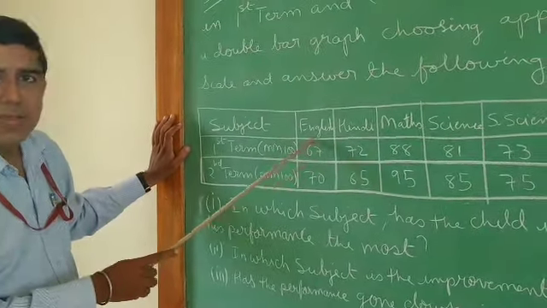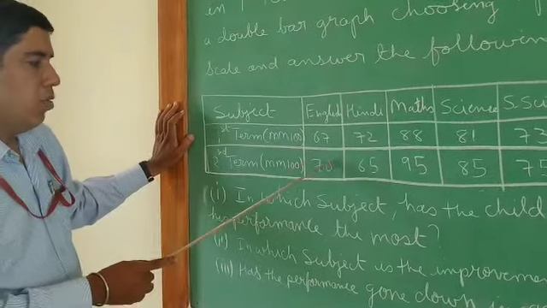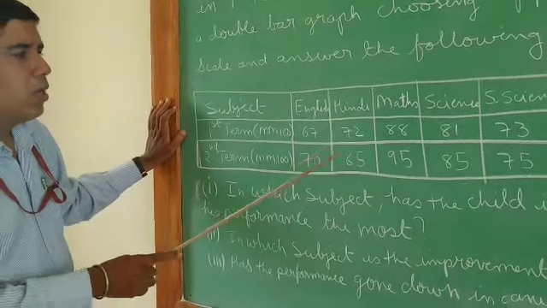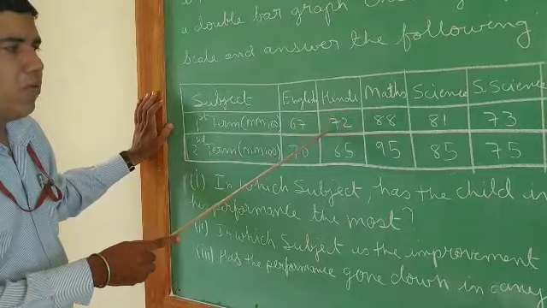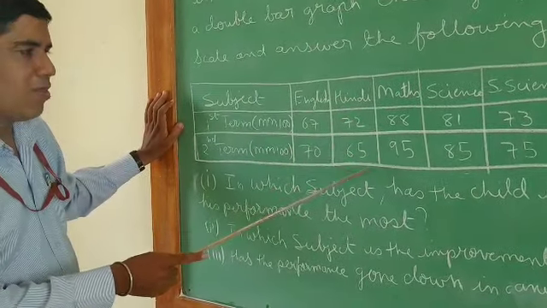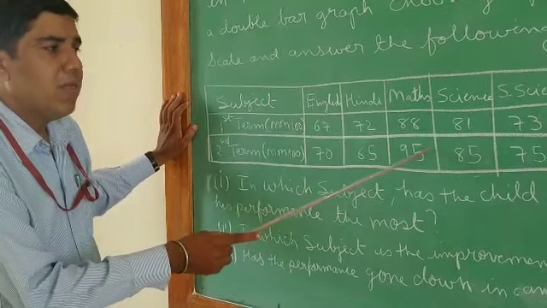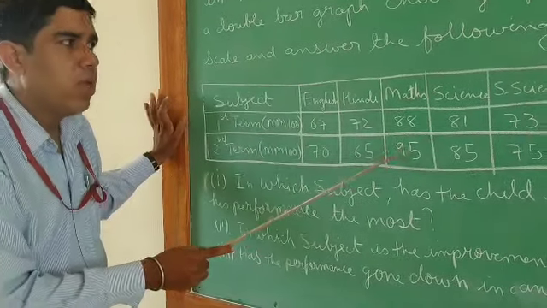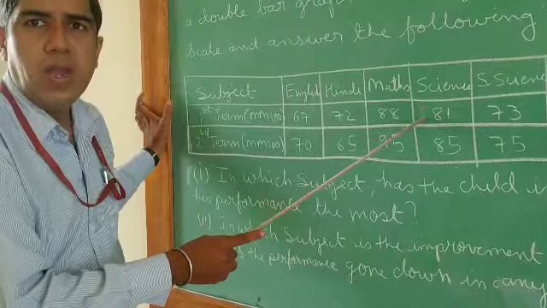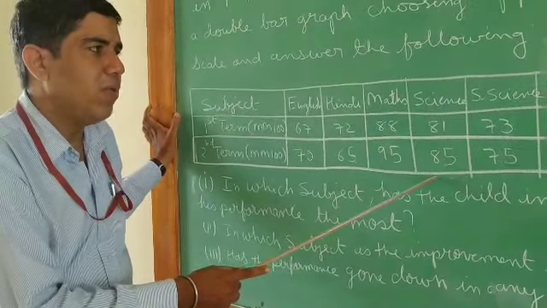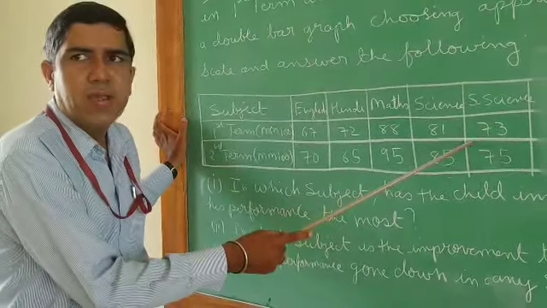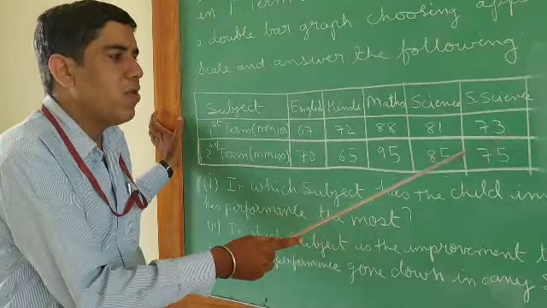First term marks is 67 and second term is 70. Hindi it is 72. Second term marks is 65. Maths, it is the marks is 88 and second term marks is 95. Science, it is 81 and here it is 85. Social science, it is 73 and here it is 75.